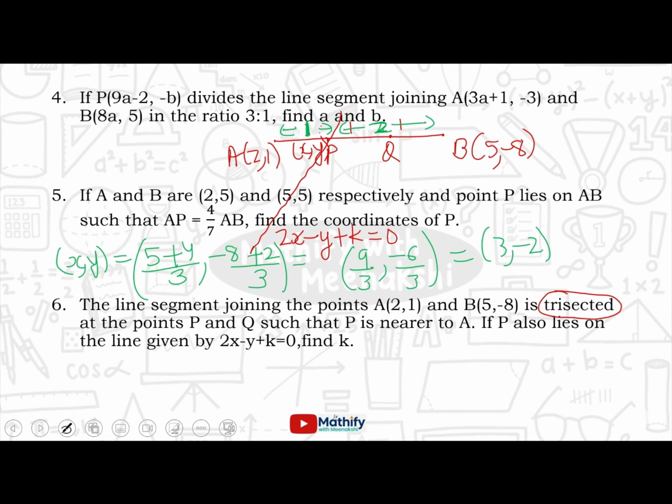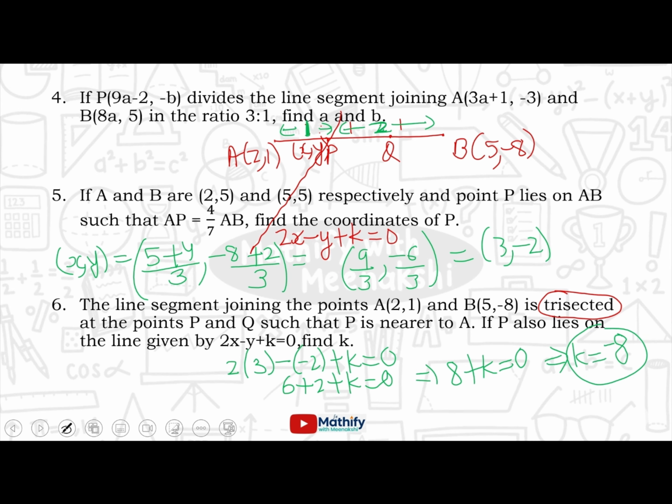Now just put this value in this equation. 2 x is 3, minus y plus k equal to 0. That is 6 plus 2 plus k equal to 0. That means 8 plus k equal to 0, and your k is minus 8. So we are done with section formula 2. Let's move to the next topic.